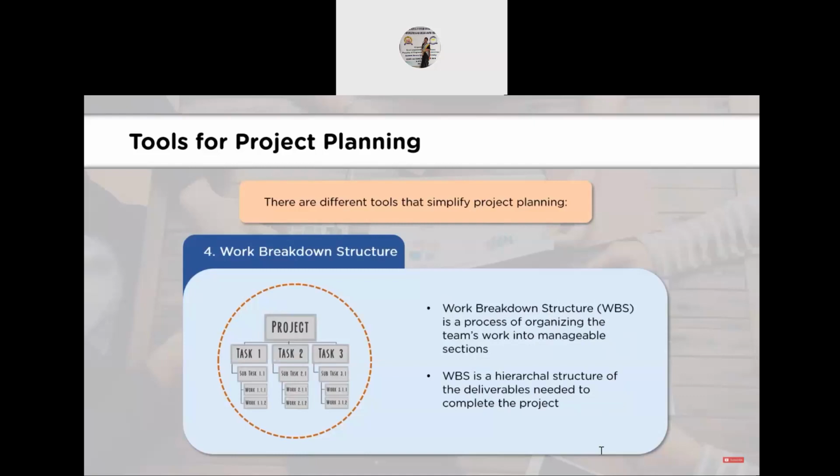The fourth tool we will check is Work Breakdown Structure. Work breakdown structure is a very common tool that makes it possible for the team to break its work into manageable sections. Work breakdown structure is a step-by-step process that helps in completing the project efficiently.